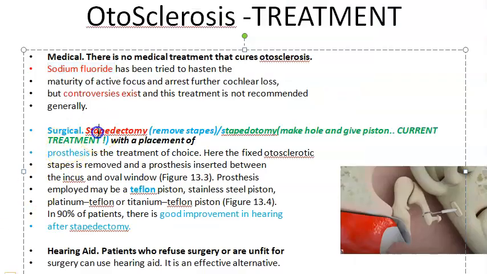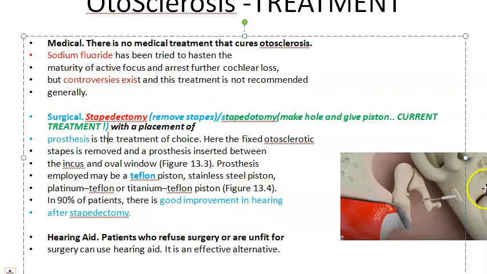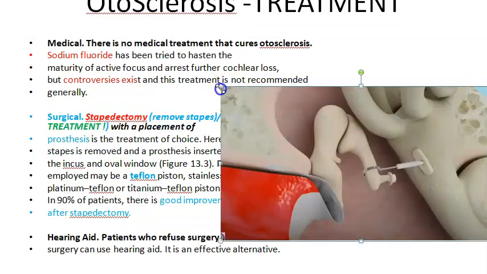Then surgically what you can do is stapedotomy or stapedectomy. In stapedotomy they will make a hole in the stapes footplate. In stapedectomy, they will remove a portion of the footplate. But anyways, they are removing the superstructure of the stapes anyways. In both of these they are removing the stapes superstructure. Then they will place a prosthesis. So you can see here how they have removed the stapes, which was like this earlier, right?